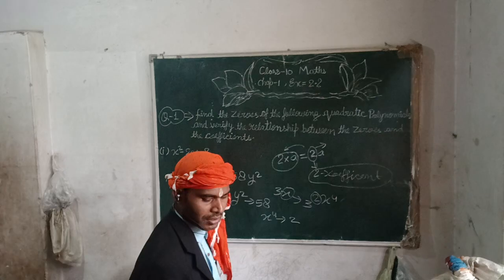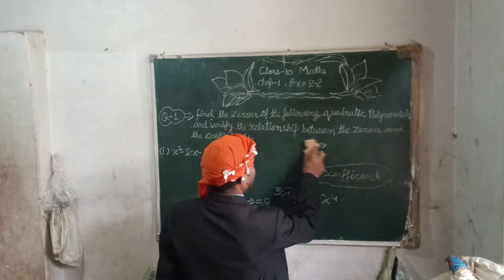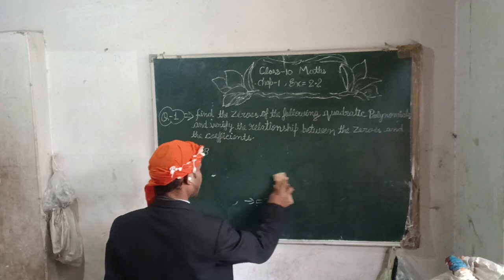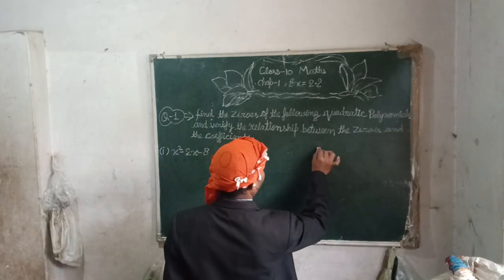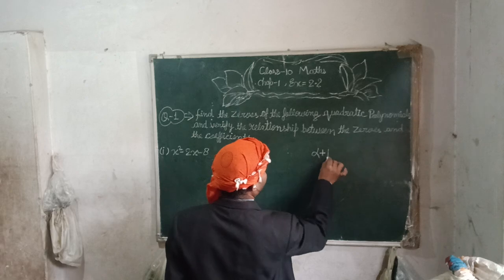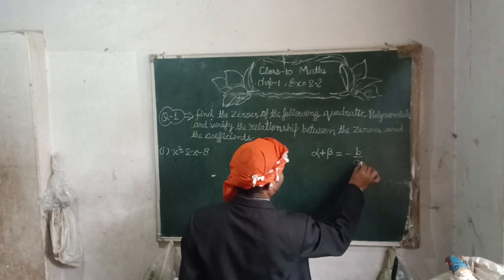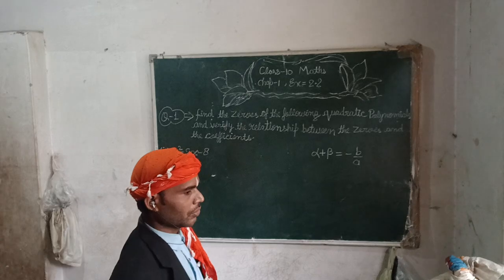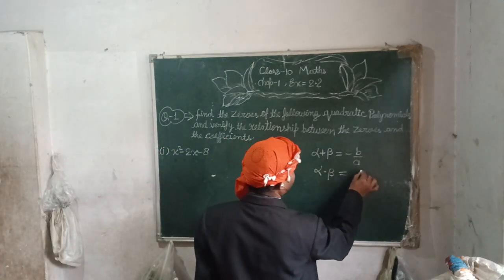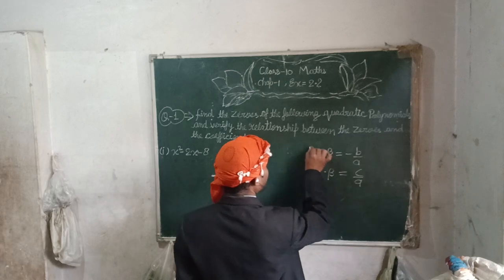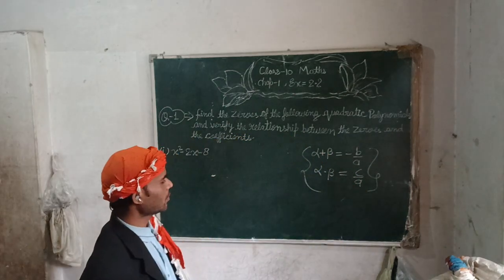Okay, my dear students, now see it here. You know alpha plus beta is your minus b upon a. This is your formula, note it in your copy. Alpha into beta is your c upon a. Okay, my dear students, write these formulas in your notebook.